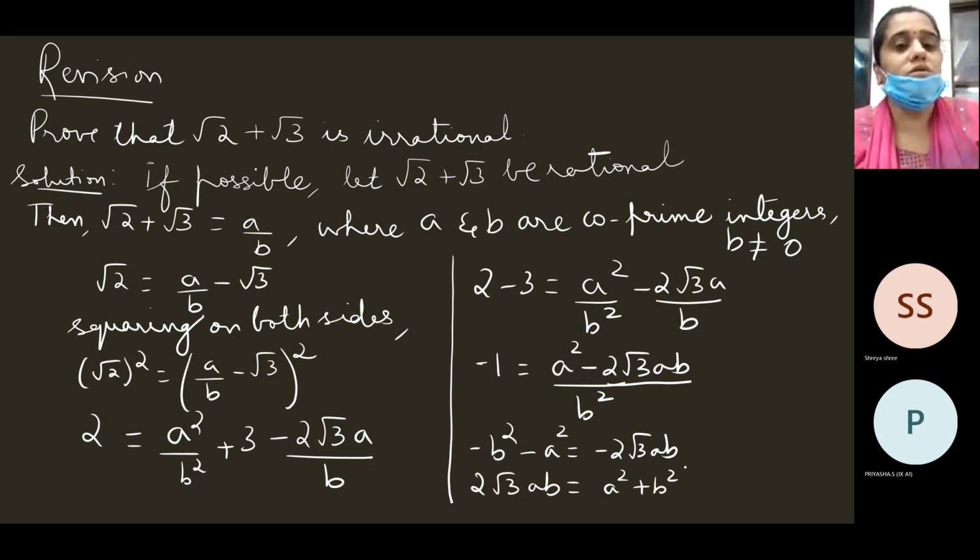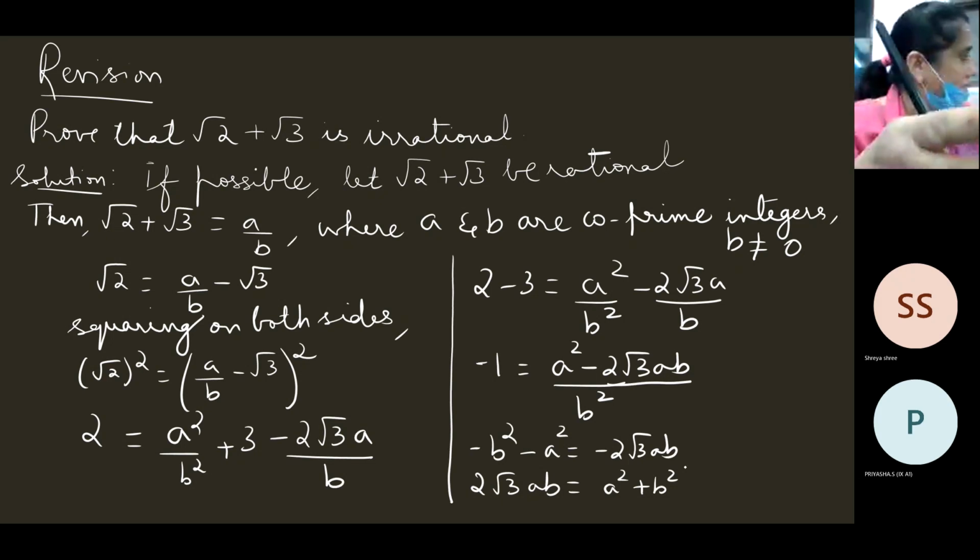So to prove that root 2 plus root 3 is irrational, we need to first assume the opposite. That is, if possible, let root 2 plus root 3 be rational. So if it is rational, then it will be of the form a by b, where a and b are co-prime integers, and the denominator b is not equal to 0. Now you know that root 2 and root 3 both are irrational, and the sum of two irrationals will be irrational. You know that root 2 plus root 3 is irrational.